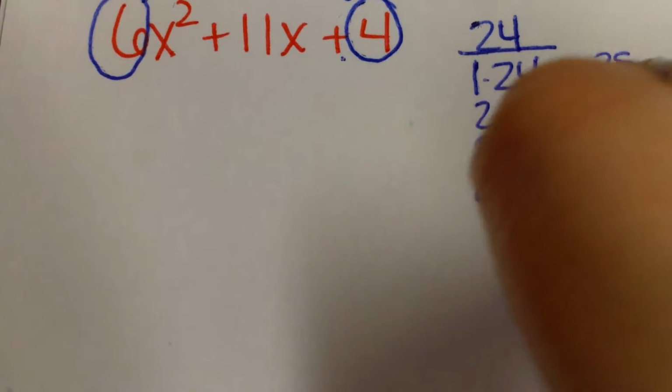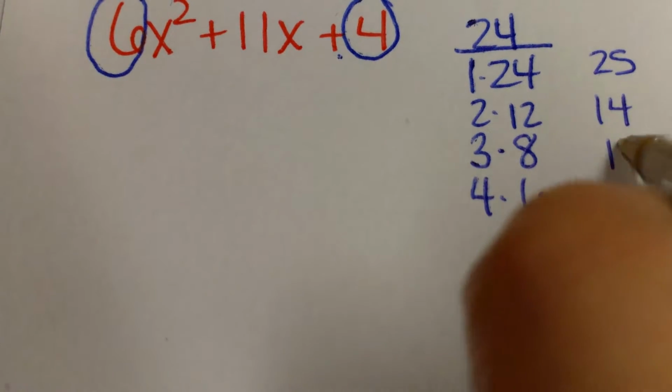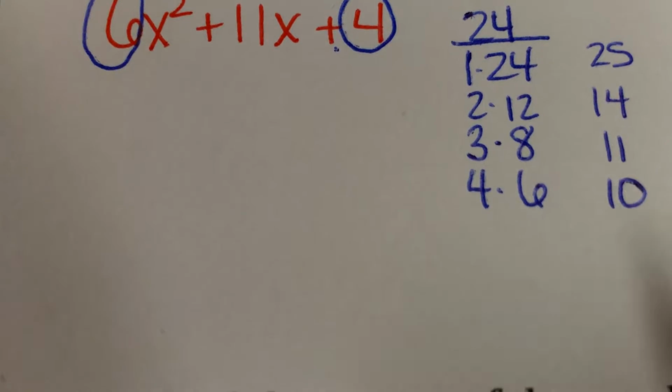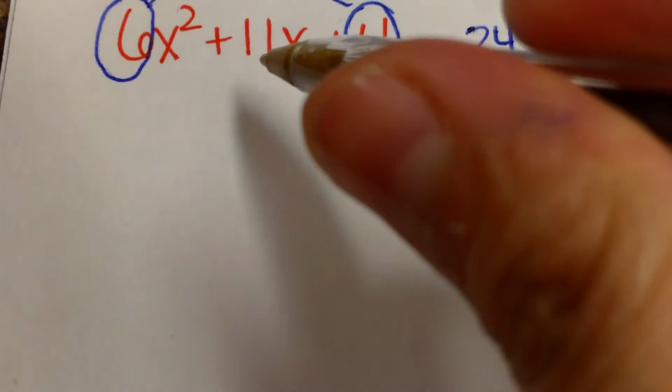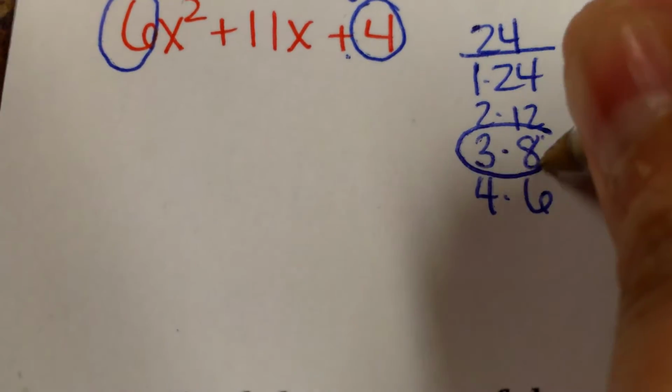So we're going to add the numbers. We have 25, 14, 11, and 10. And we're looking for the term that's in the middle. In this case, it's an 11. So we're going to be using the 3 and the 8.